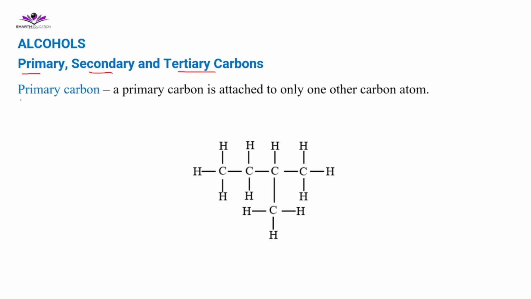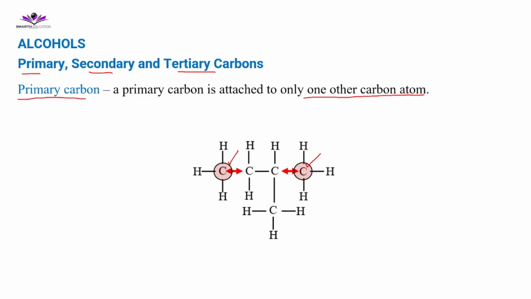So let's try to find out what is a primary carbon. A primary carbon is attached to only one other carbon atom. Try to identify here the primary carbons. A carbon atom that is attached to only one other carbon. If you check, we have this carbon. It is only attached to this carbon. So this is a primary carbon. It is attached to one other carbon. Do we have any other here in this molecule? We also have this carbon. It is attached to one other carbon like this. So this is also a primary carbon.